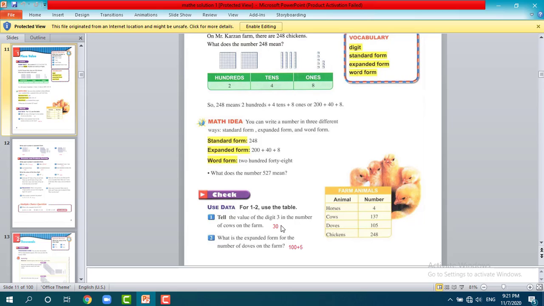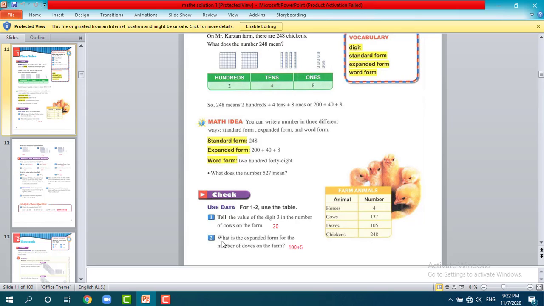In equation 1, write the value of the digit 3 in the number of cows on the farm. Students, write there digit 3. Now we have the number of cows. We have 137 cows, and digit 3 is tens in here. Then we have to write 3 adding 1 zero because it's tens. Now we wrote 30. We say that it's tens.